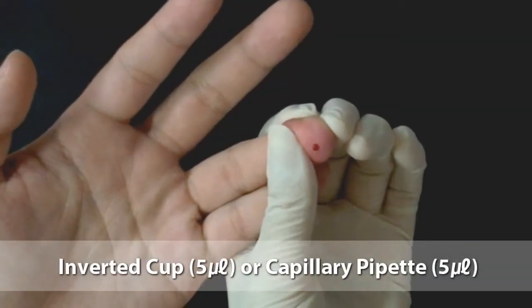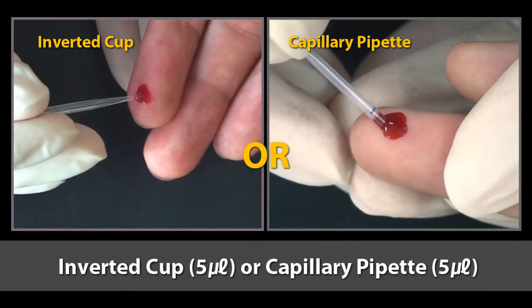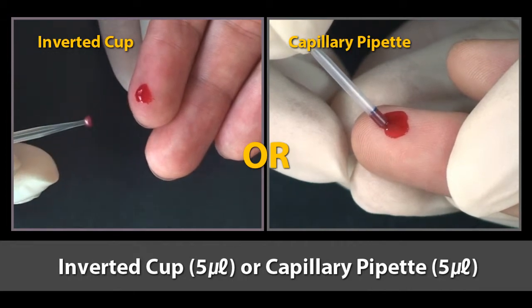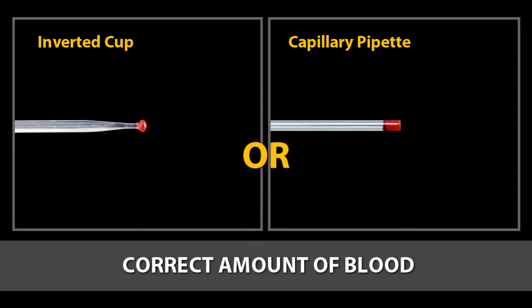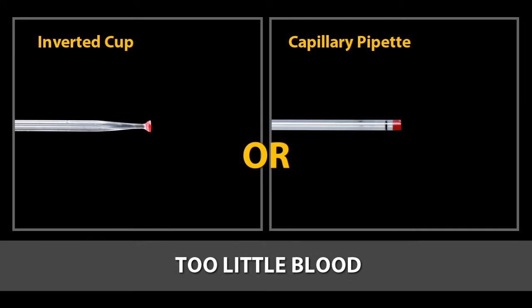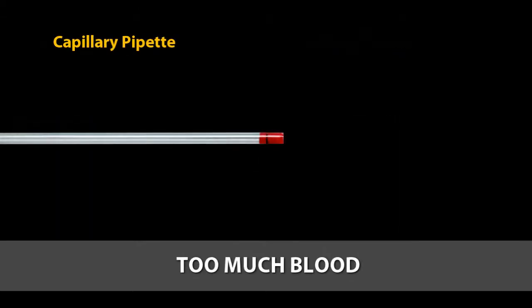As the blood bubbles up, take a disposable specimen and dip the circular end of an inverted cup into the blood specimen. The amount of blood collection is critical. This is the correct amount of blood. It is too little. It is too much.